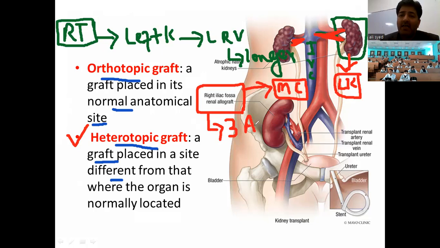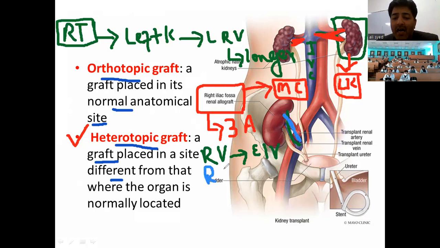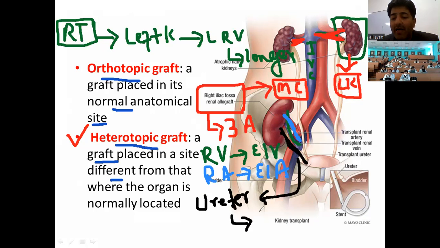Three anastomoses in the patient. See here, everyone. First anastomosis: renal vein with the external iliac vein. Second anastomosis, which I am highlighting in blue color: renal artery with the external iliac artery. And the third anastomosis, which I am highlighting in black color: ureter with the urinary bladder of the patient.